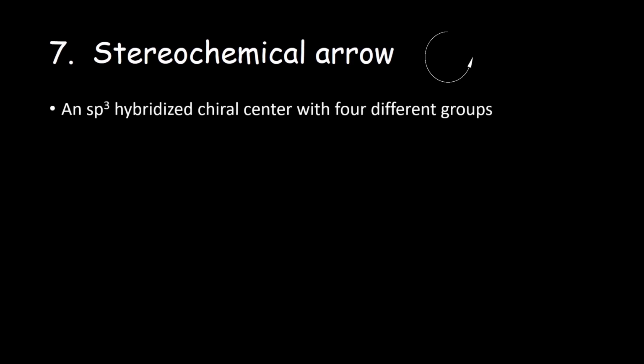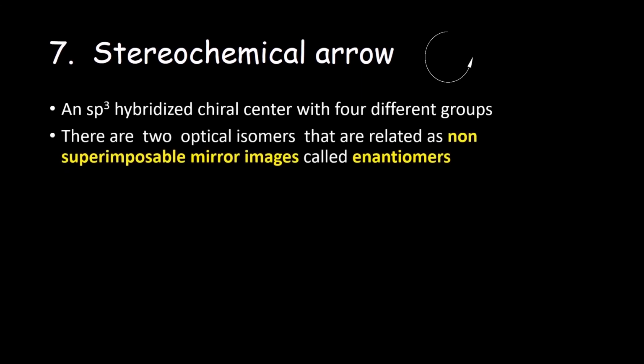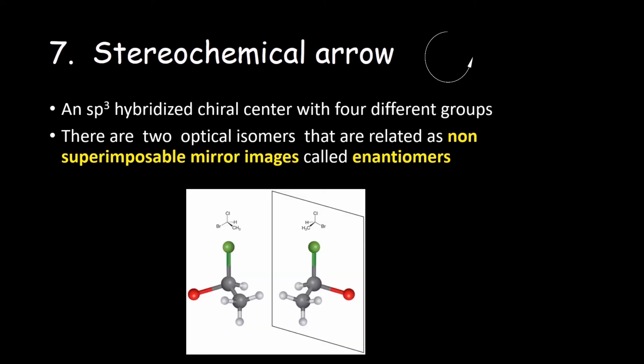A chiral center is an sp3 hybridized carbon with 4 different groups attached. There are 2 possible different spatial distributions of these 4 different groups. This gives 2 possible optical isomers. These optical isomers are called enantiomers. If an imaginary plane was between the 2 molecules, they are related as a mirror image of one another. Also note, these molecules are not superimposable, as there is no internal plane of symmetry. More about this in a separate video.